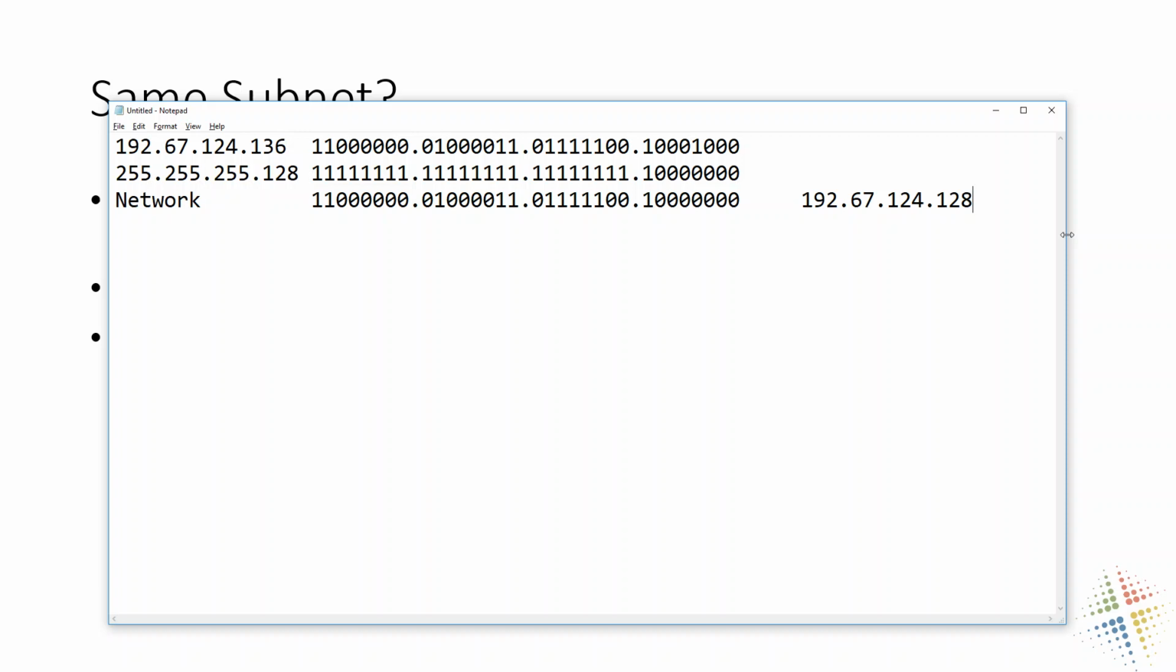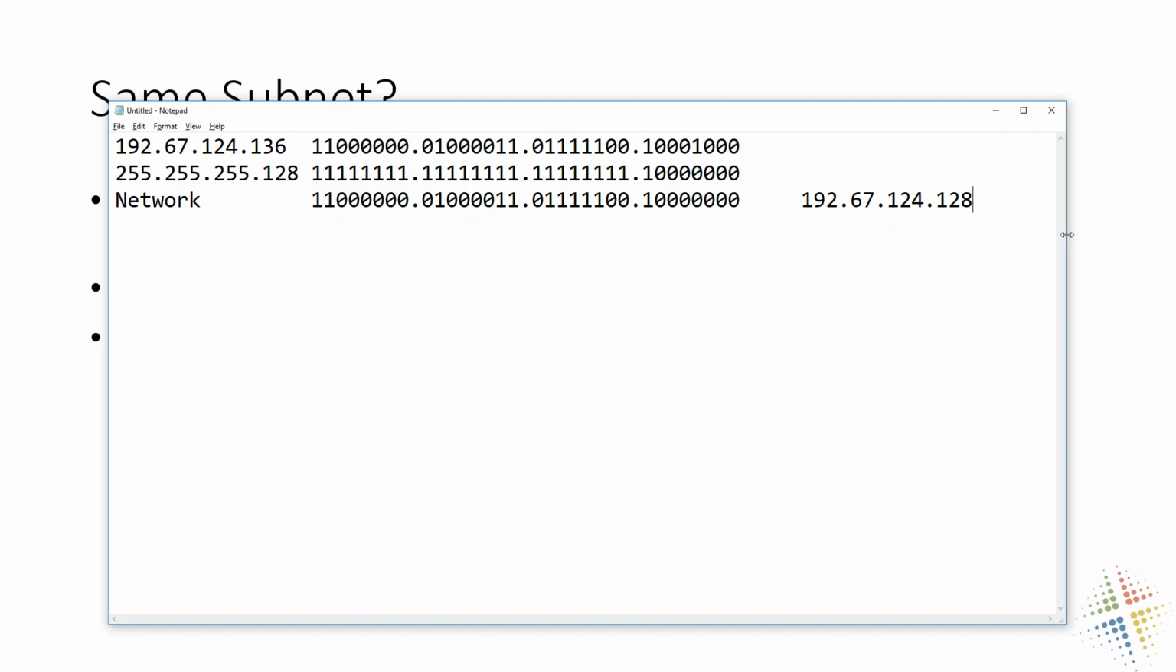All right, so there we go. For host number 1, I have my network address, 192.67.124.128. So now that I have host number 1's network, I know what network it's on. If I want to talk to somebody else, it either has to be on my same network, so I can take the same subnet mask and do the same process with it, or I have to send it to a router and have somebody else direct traffic to it.